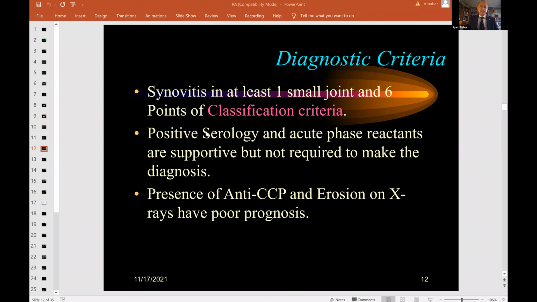Diagnosis is aided, but is not entirely dependent on positive serology and acute phase reactants such as CRP, ESR, anti-CCP antibodies. So it's the clinical grounds, finding of synovitis in 1 small joint, and there are 6 points of classification criteria, which we'll see in a second. If a patient at the time of diagnosis has erosions on the joint surfaces and a high increase of anti-CCP antibodies, the prognosis is poor.